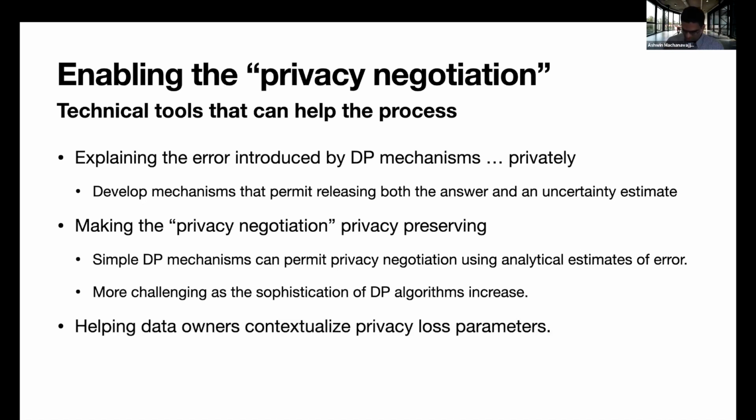I'm sure all of you know this: helping data owners contextualize privacy loss parameters is a hard problem, right? I think some people are doing some cool work creating attack libraries and then showing, if you have an epsilon differentially private algorithm, what kind of attacks does it guard against, and to what extent? I think that's a good step forward, but more research is needed here.